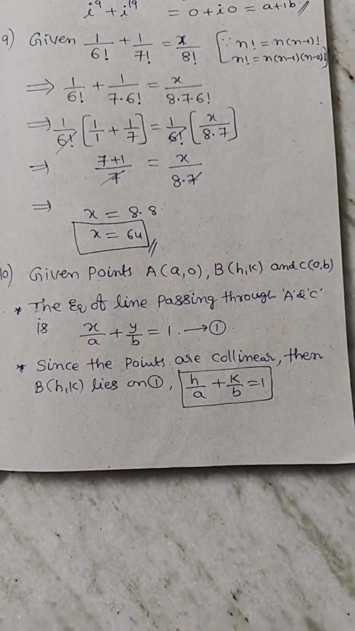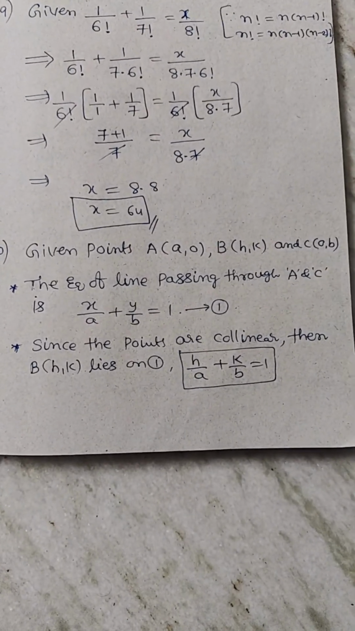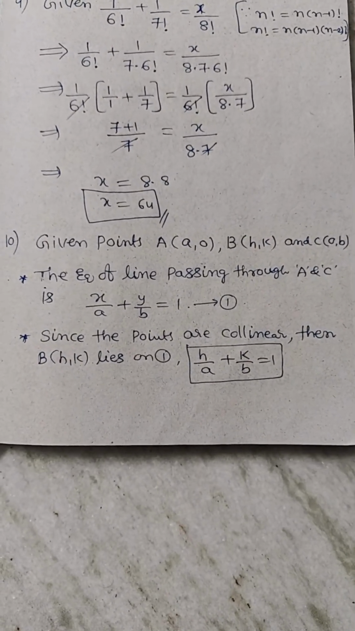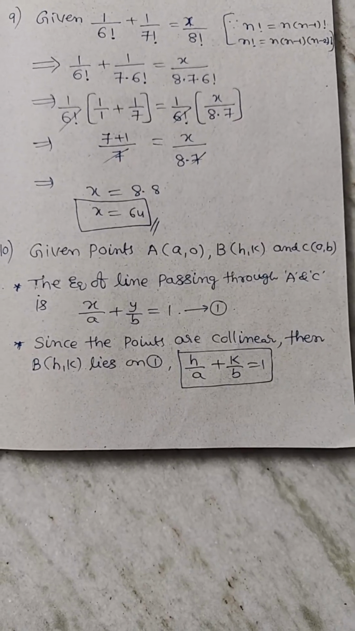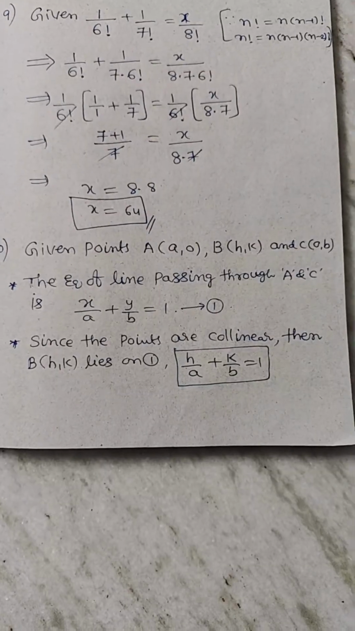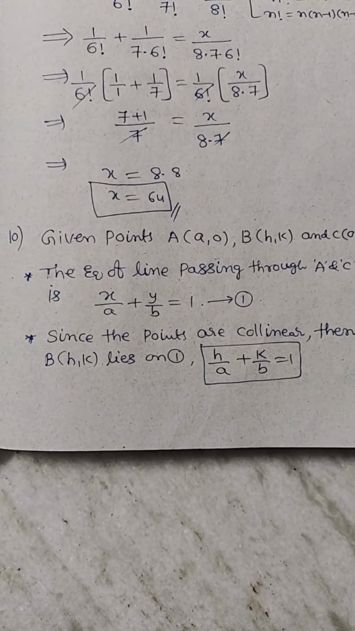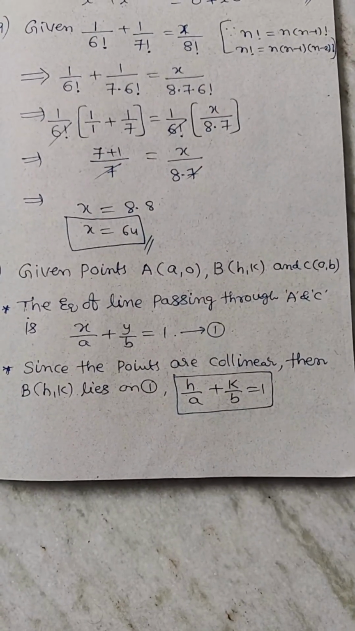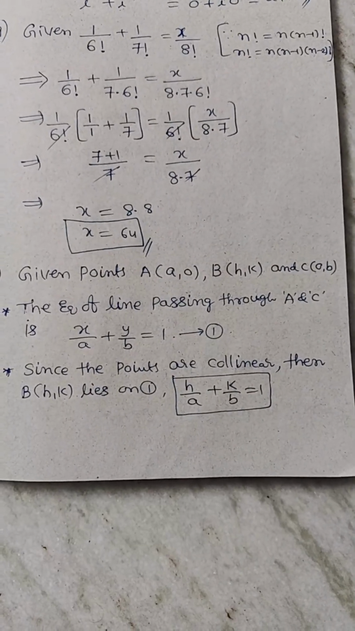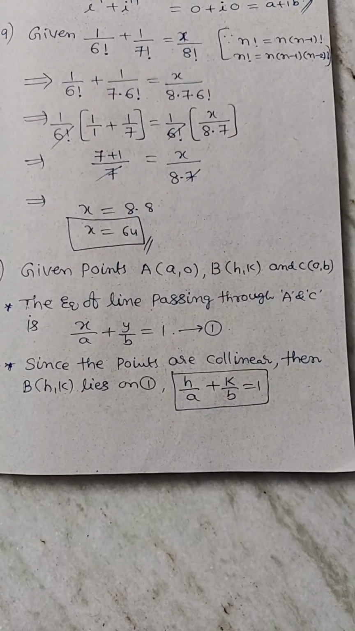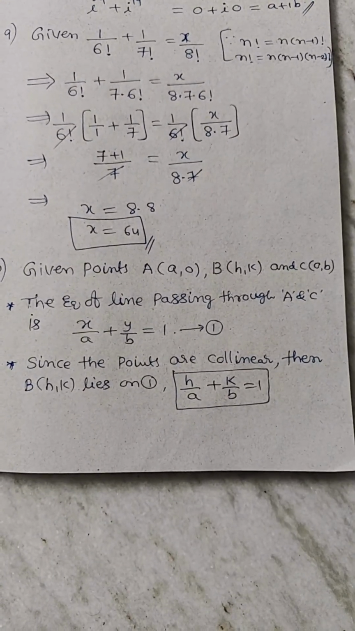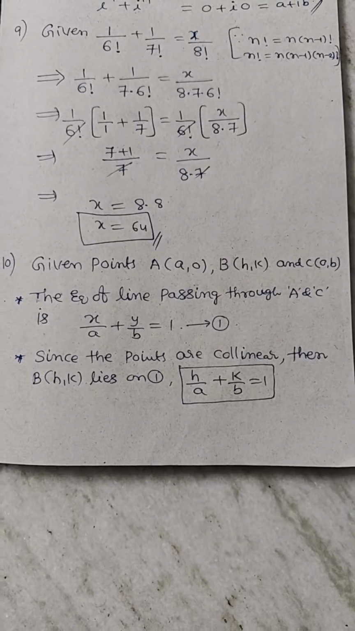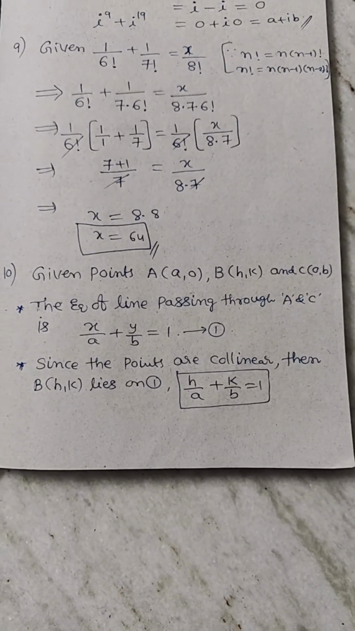First, you have to write the given points: A(a, 0), B(h, k) and C(0, b). The equation of the line passing through A(a, 0) and C(0, b) is x by a plus y by b equals 1. Equation number 1. Since the points are collinear, B(h, k) lies on equation 1. So wherever x, y is there, replace with h, k. It will be h by a plus k by b equals 1, dear students. This is the condition for the given points to be collinear.